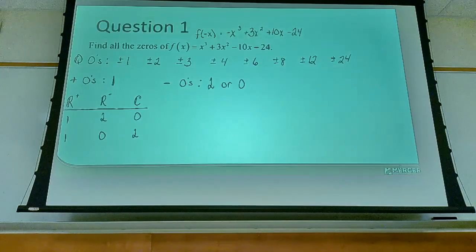And that does square away with the complex conjugate theorem. Right? The number of complex zeros has to be even, because they occur in pairs. So when we find all of the zeros, it's got to be one of those 2 possibilities. One positive, 2 negatives, or one positive and 2 complex.